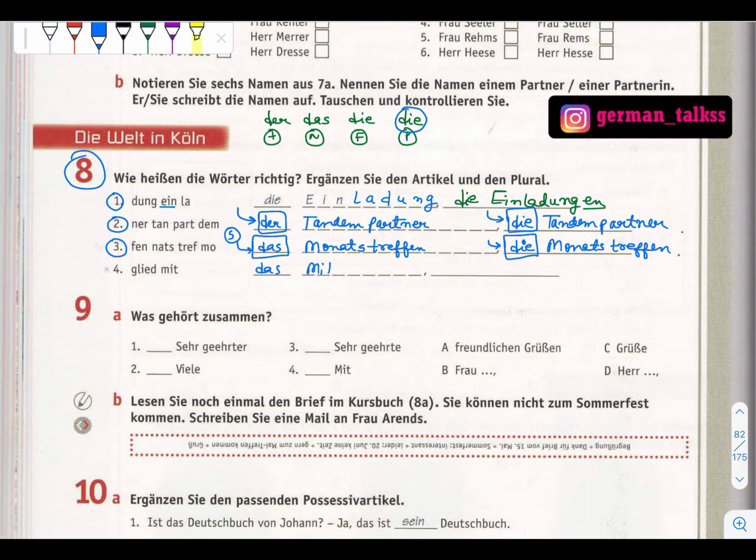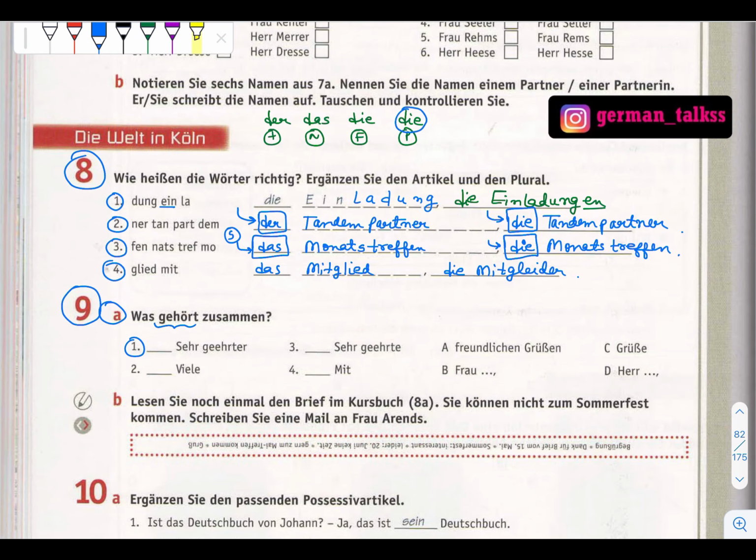Das Mitglied, and this one is die Mitglieder. Mitglied means member. 9a, was gehört zusammen? Gehört means what belongs together. Zusammen means together. For example, Nummer 1.